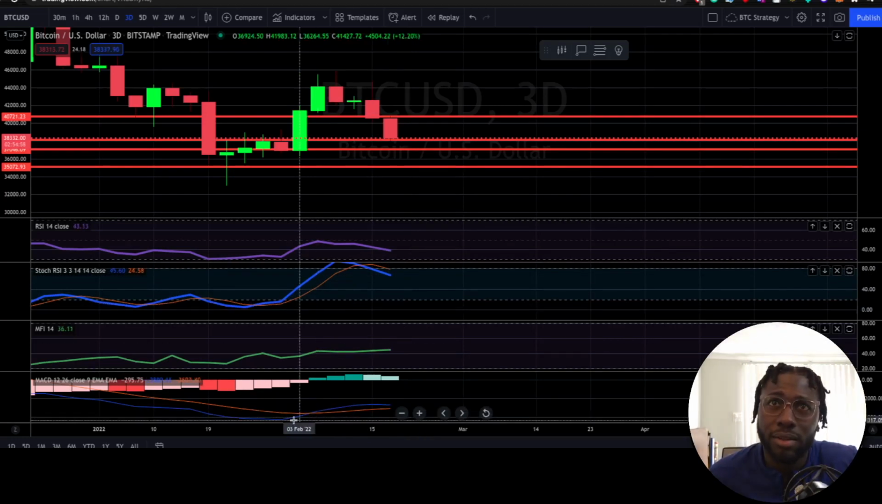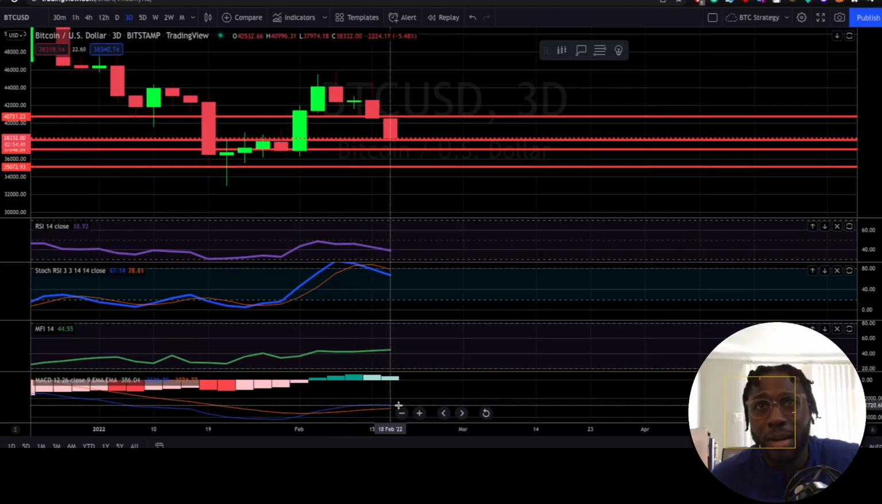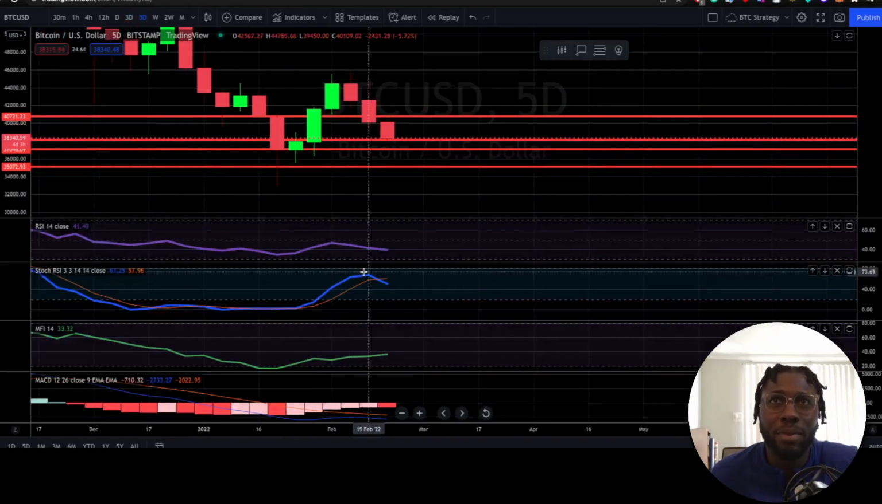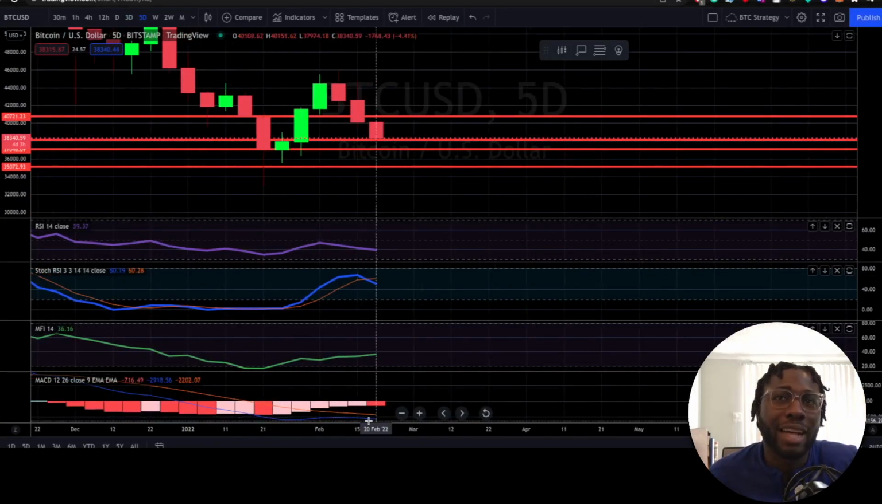We had a little buying pressure on the 3rd of February. We can see that crossed up. We ran out of momentum, so we can see that coming back down here. From the 5 day, same thing. It looks like we may be bottoming out here on the MACD.